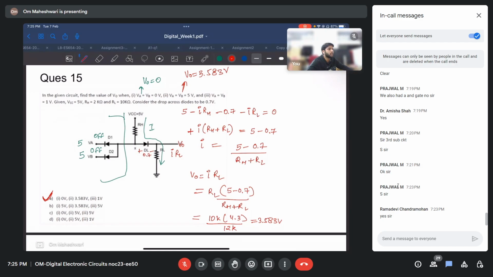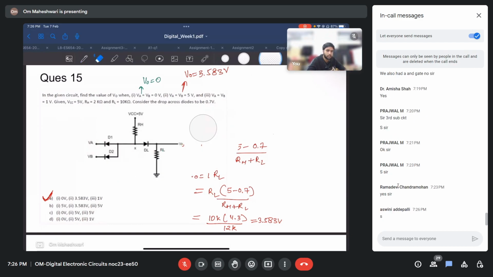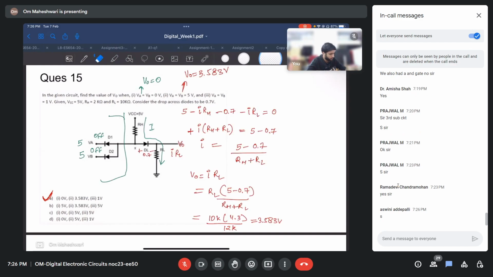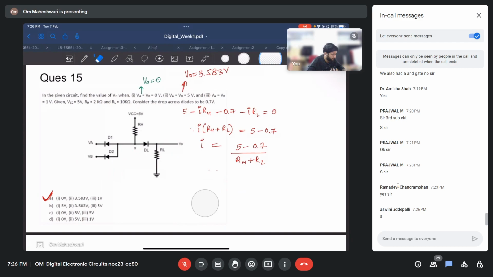But we can see the third case also. So is this case clear? Second case? Please let me know if you have doubts. I'll repeat this, otherwise I'll move on to the third case. Okay, I'll get it.